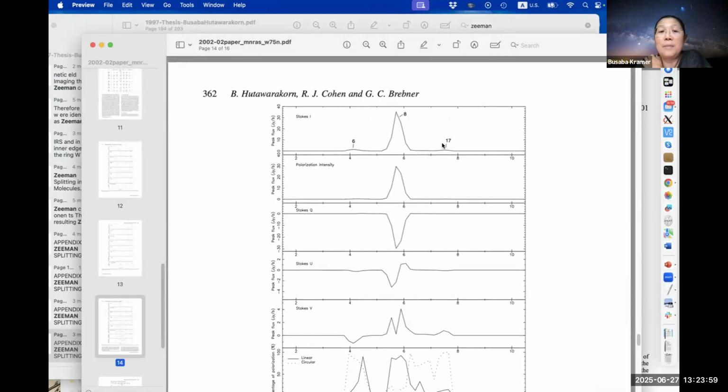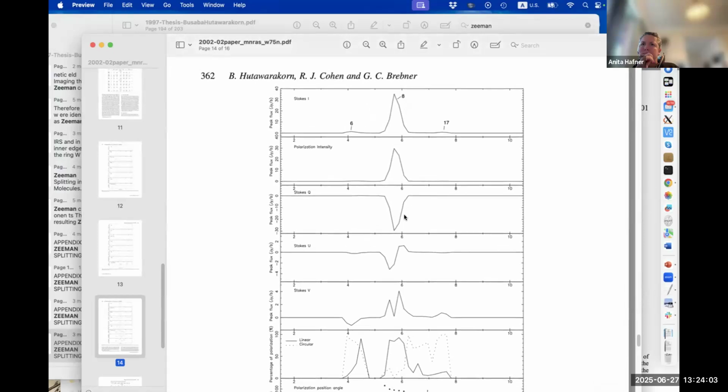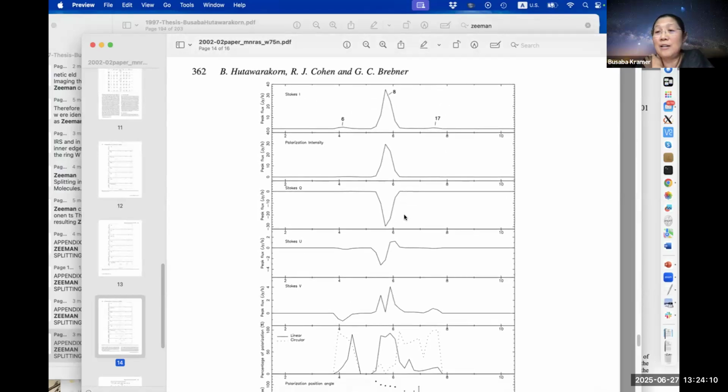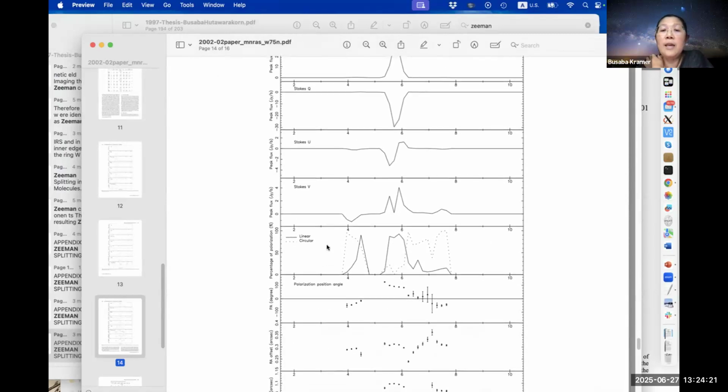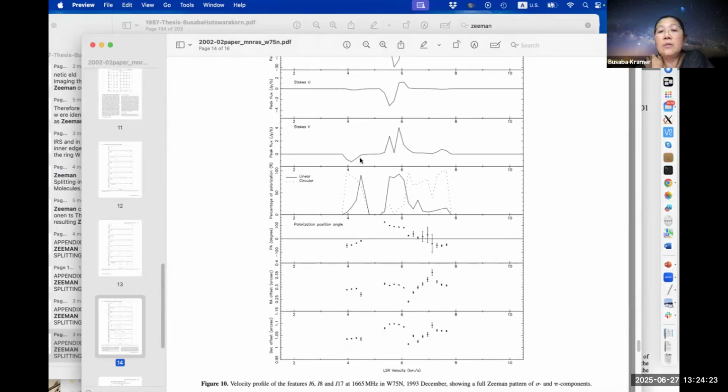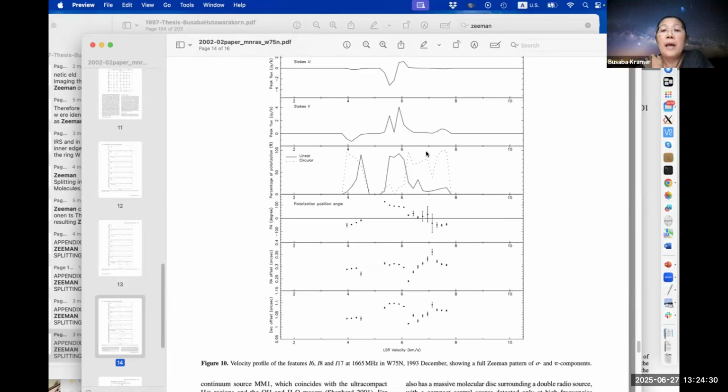For example, in this case, apparently it is very rare that we can observe the pi and the sigma plus and minus in 1665. When you do the full polarization, this is the full polarization observation with e-MERLIN, I think 20 years ago. With full polarization capability, you'll be able to study the polarization intensity, the Stokes I, Q, U, V, and also you can see the reverse. This is a particular spot resolved by MERLIN at that time.